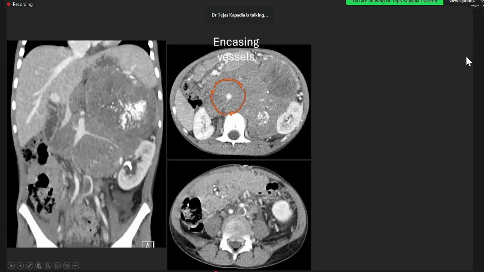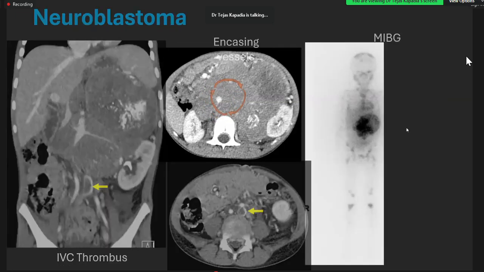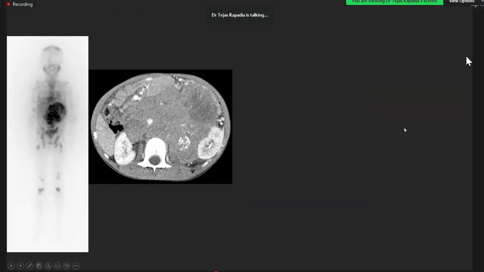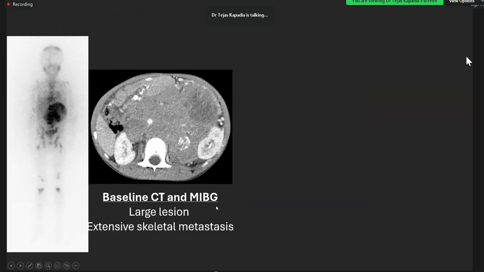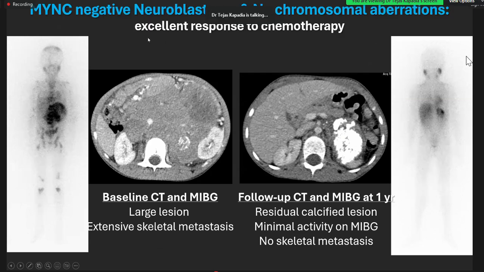Now, the lesion is encasing the vessels. There is a thrombus in the left-sided IVC. And MIBG was positive. Okay, so they also had extensive metastases, but on follow-up at 1 year there was significant improvement. The lesion had contracted significantly in size. They showed excellent response to chemotherapy, and they were MYCN negative with no chromosomal aberrations.